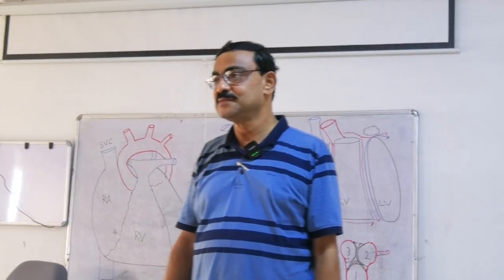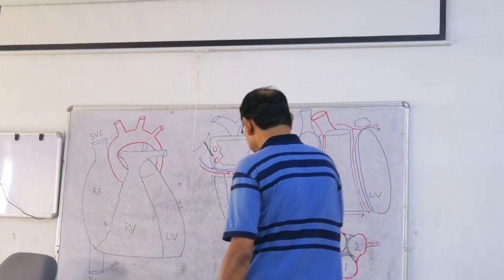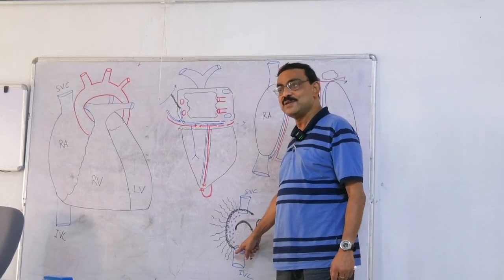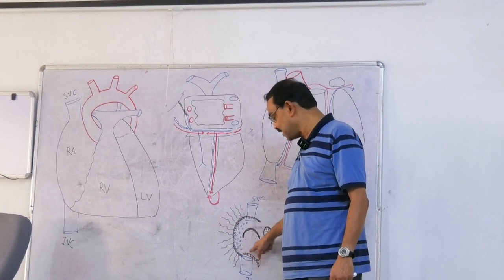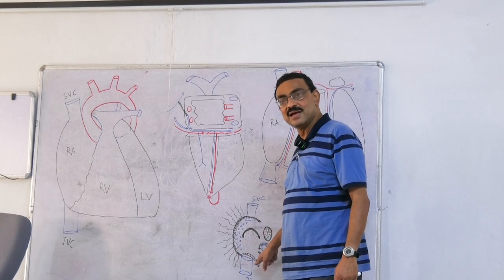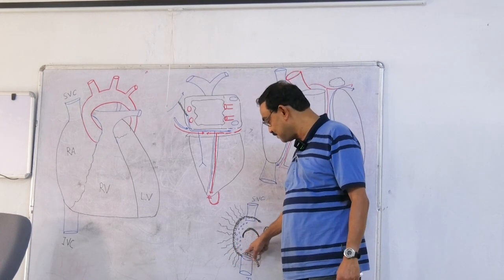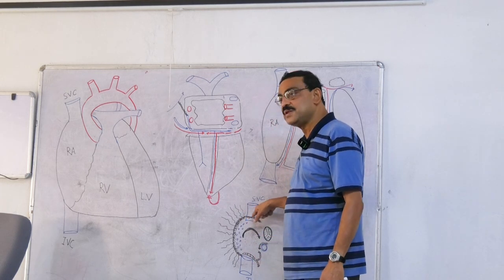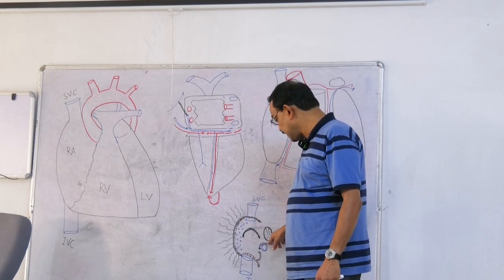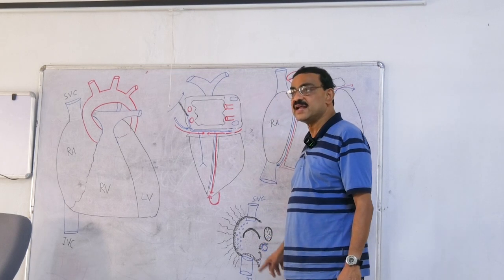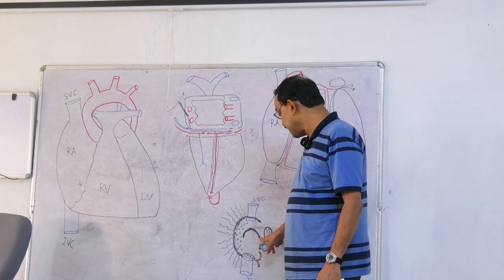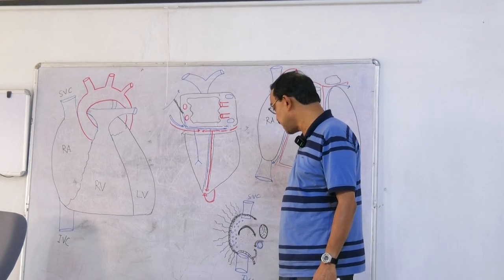Crista terminalis, this is the crista terminalis. This is the opening of the inferior vena cava, which is bounded by a valve called the valve of the inferior vena cava. There is no valve in the superior vena cava. The opening of the coronary sinus is again bounded above by a valve, which is called Thebesian valve.